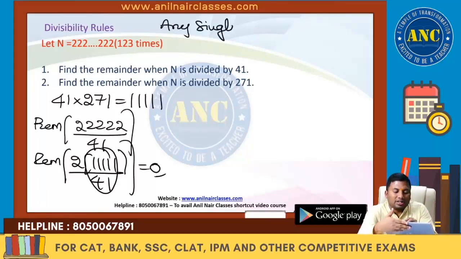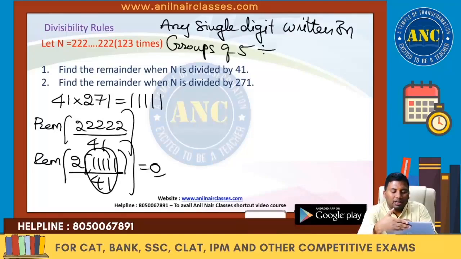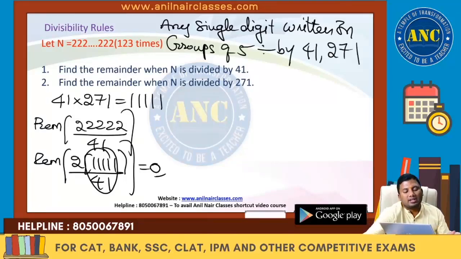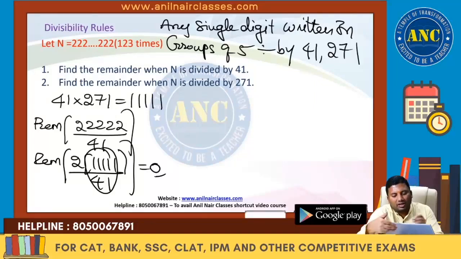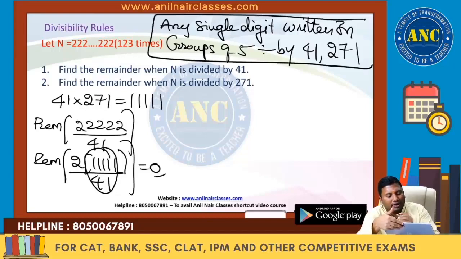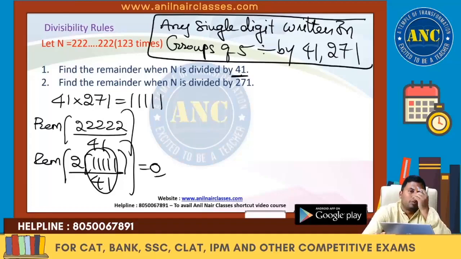That means any single digit written in groups of 5 is always divisible by 41 and 271. Extremely important point. When divided by 41, any single digit written in groups of 5, 5 times it is 0, 10 times it is 0, 120 times it is 0.